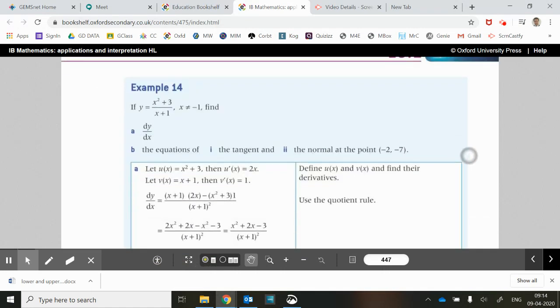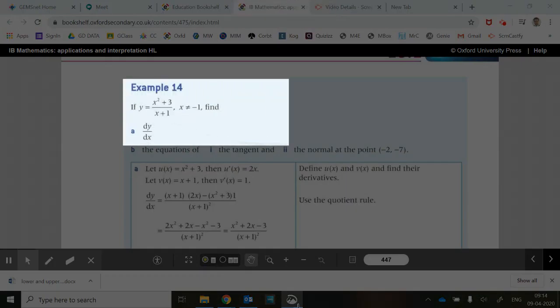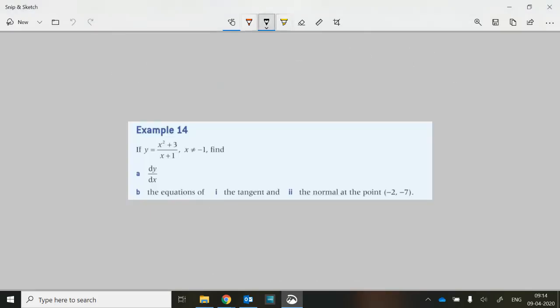Okay, so we're going to have a look at example 14. So let's snip this one. Example 14, and I might not do all of B. We'll probably talk quickly through B. Okay, so we'll look at the technique of this first of all. So we've got u is equal to x squared plus 3 and v is equal to x plus 1. And so u dash is equal to 2x and v dash is equal to 1.